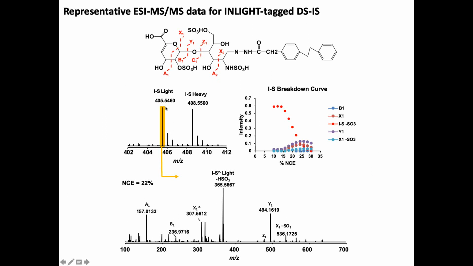If you're measuring this, this is a doubly charged internal standard with a light tag versus a heavy tag. This is at a 1-to-1 ratio, so you know that the height of these peaks is roughly 1 to 1, all right? If I then isolate this guy and do MS-MS at a collision energy of 22, I'm left with, again, all of these different fragment ions.